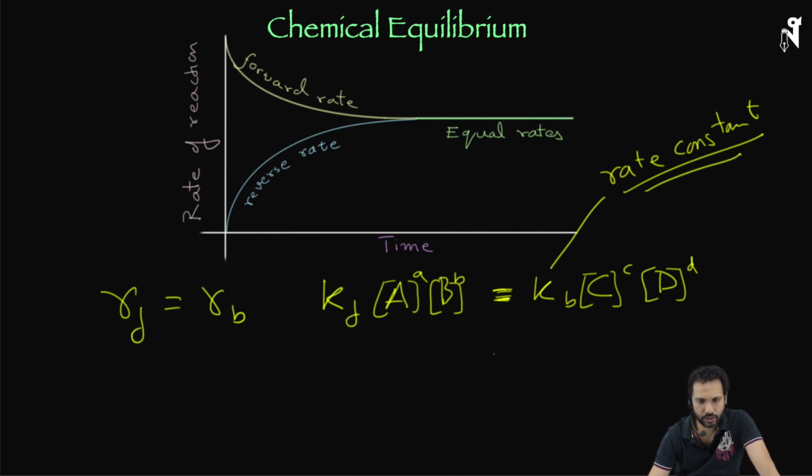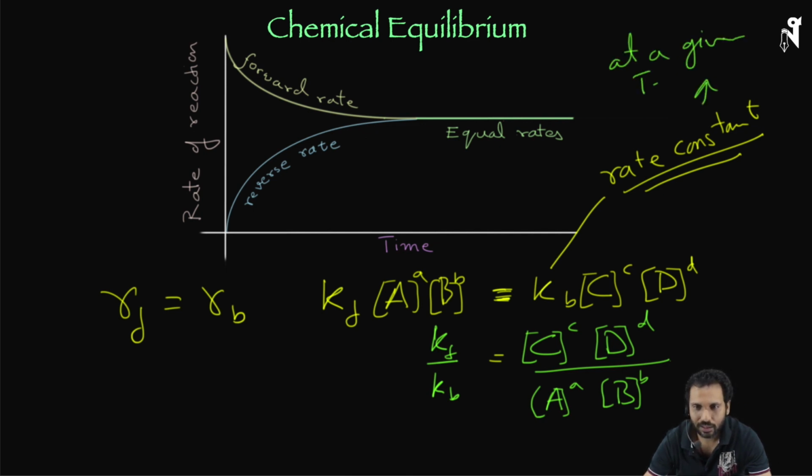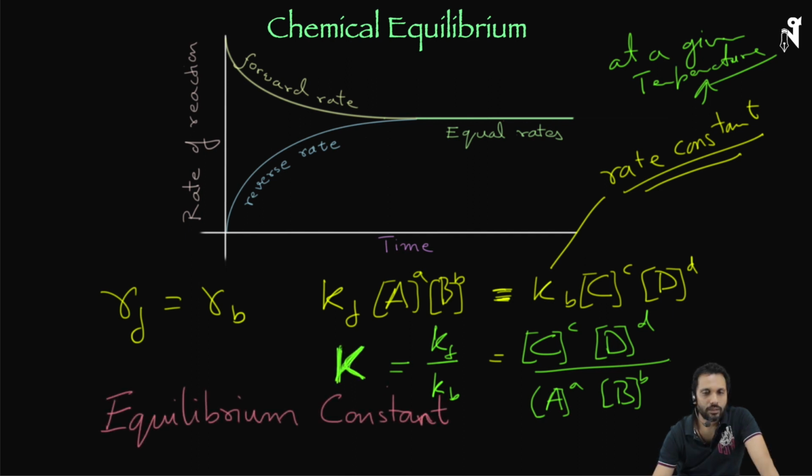So if I rearrange this, what I get is k forward by k backwards is equal to [C]^c [D]^d over [A]^a [B]^b. Pardon me, I'll just put the square brackets. Now, k forward and k backwards were both constants at a given temperature. This ratio is called the equilibrium constant, capital K. This K is called the equilibrium constant.